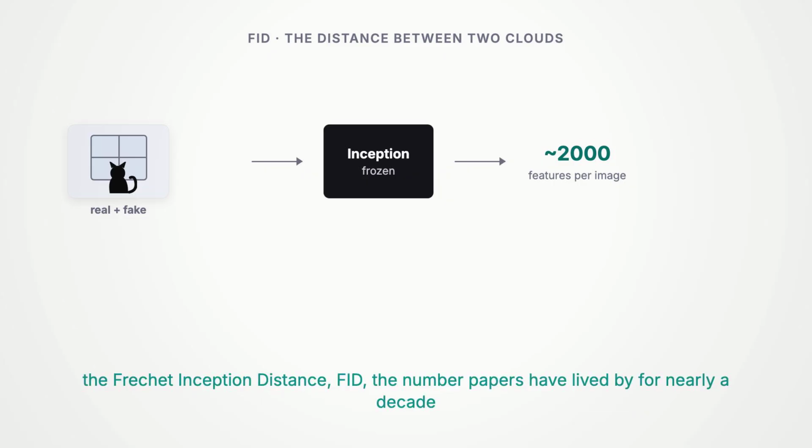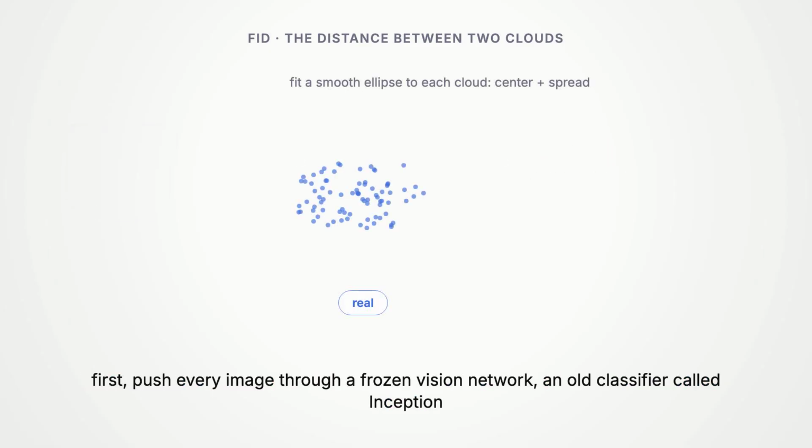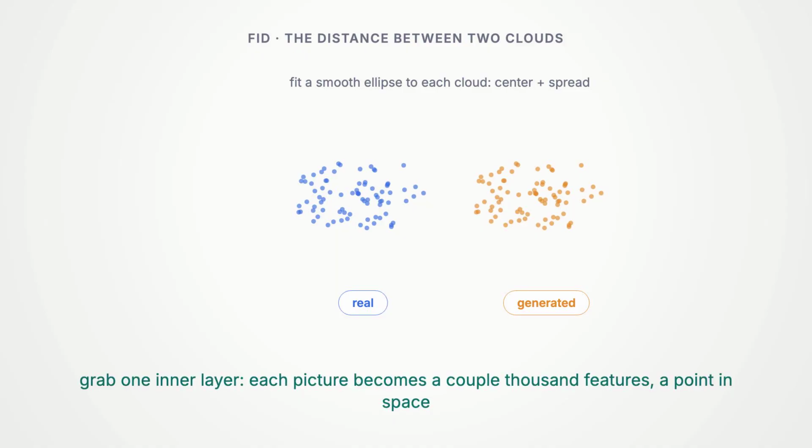It is called the Frechet Inception Distance, FID for short, and for nearly a decade it has been the number papers live and die by. The mechanism is simpler than the name. First, you cannot compare raw pixels, so you push every image, real and fake, through a frozen vision network, an old image classifier called Inception, and grab the numbers from one inner layer. That turns each picture into a couple of thousand features, a point in a high-dimensional space. Now you have your two clouds, the blue real one and the orange fake one.